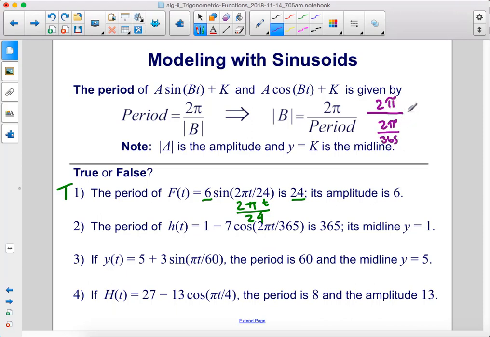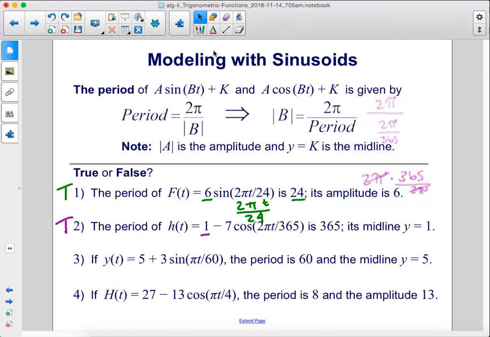So we're going to multiply and flip the fraction. 2 pi times 365 divided by 2 pi. The 2 pi's cancel, and we have a period of 365. The midline is 1, and that is right there, so that is true. All right, I'm going to erase this, make some room.